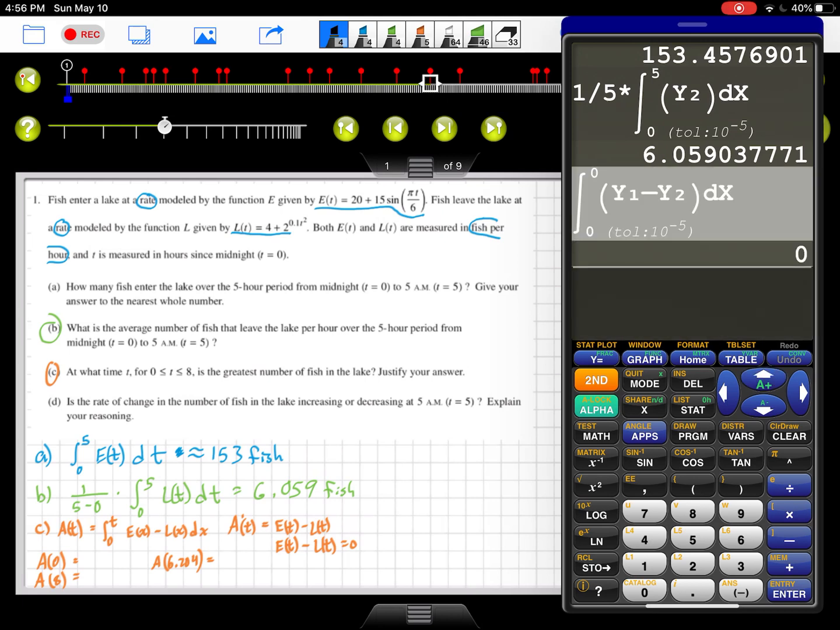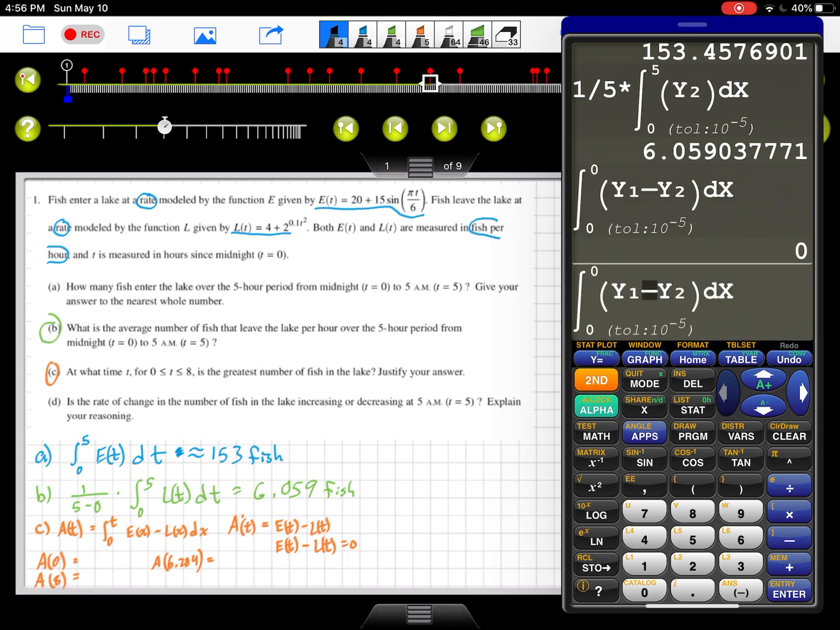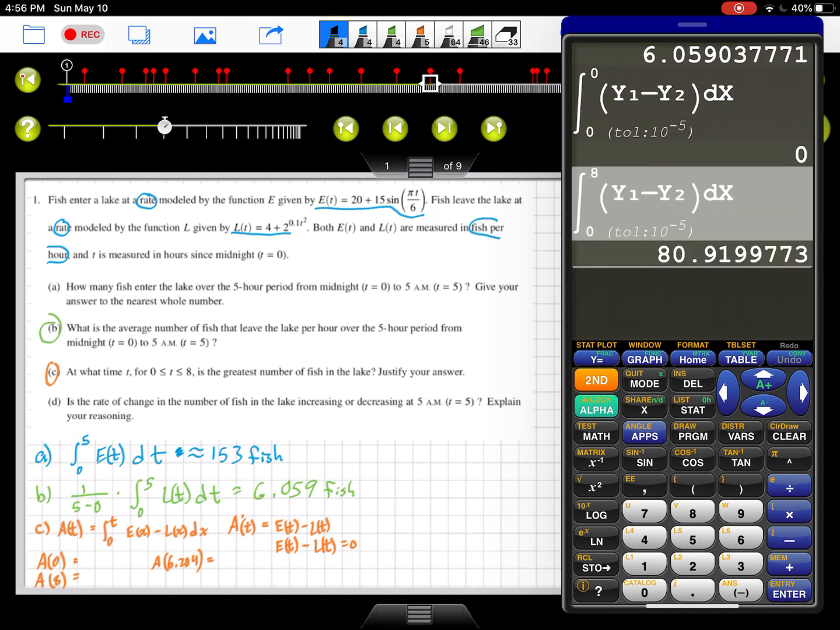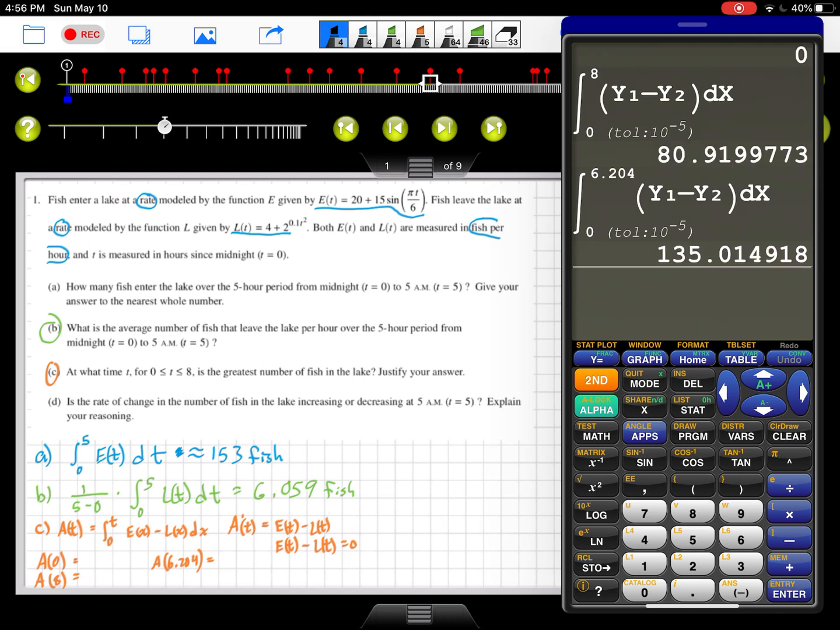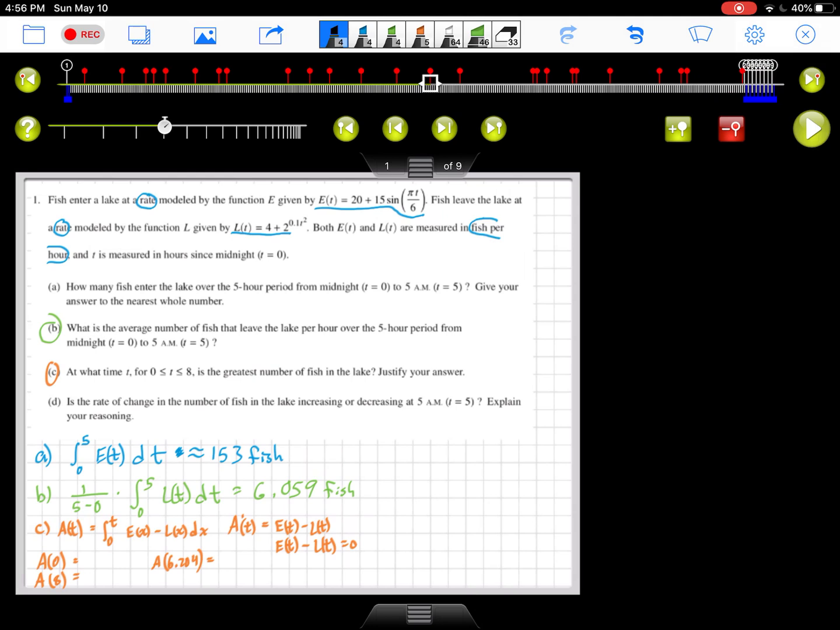Now I'll do it again on my calculator. I'm able to go up and highlight what I want to do and press enter, and I'm going to take the upper bound and change it to 8 to find that value. Now I'm going to do it again, and I'm going to change the 8 to 6.204. Press enter, and I see all my values. Okay, I get all my values from that. So I know the amount of fish at each of these points. Clearly, at 6.204, we have our max. So I'm going to state at t equals 6.204, the number of fish is at a max. All right, C is done.